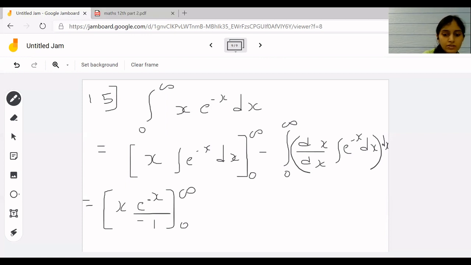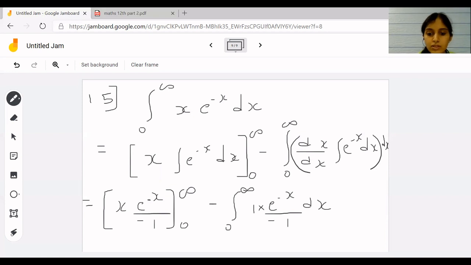Okay, plus, there's a minus sign here, we'll put the minus as is. Integral 0 to infinity as it is, d by dx of x is 1. Integral is e raised to minus x upon minus 1 dx. Okay, so yeah, there is a double integration here. You can see that we take this integration first, then there is a dx again, so we'll integrate this value again. Okay, so let us put the limits in the first part, and for the second one we have to write the integration again.